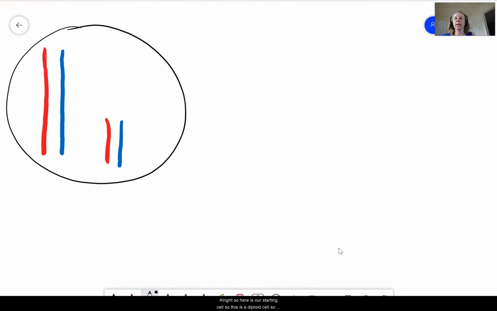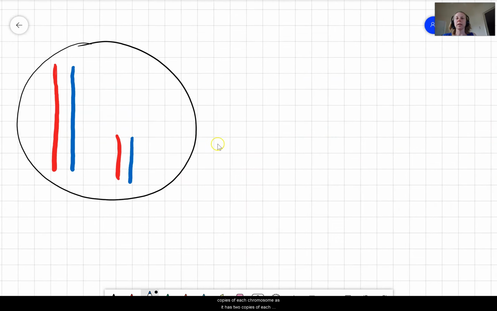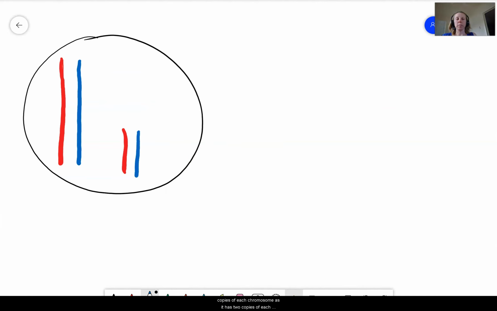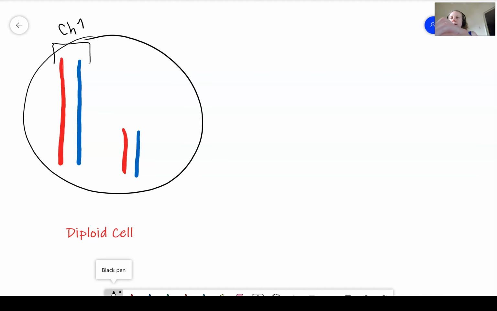All right, so here is our starting cell. So this is a diploid cell. We know that this cell is diploid because it has 2 copies of each chromosome. Here is chromosome number 1, and we have 2 copies, the red one from mom and the blue one from dad. And then the second smaller chromosome is chromosome 2. And again, we have 2 copies, one from mom and one from dad.